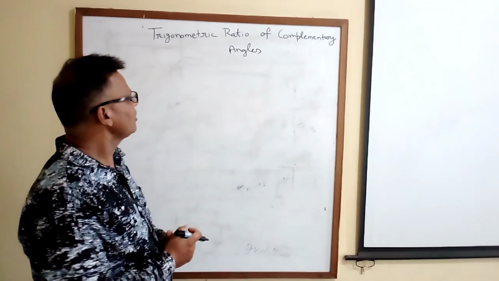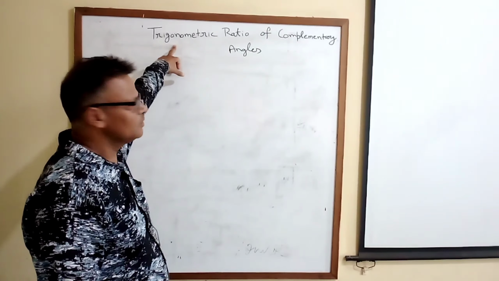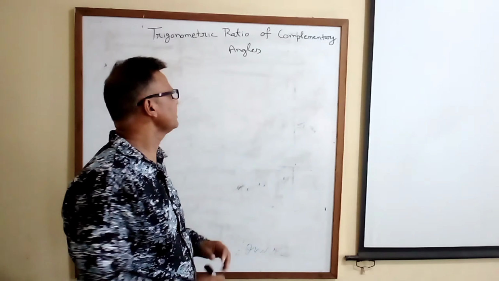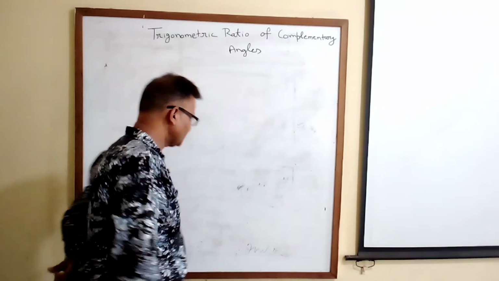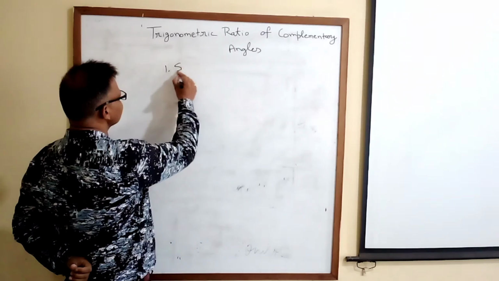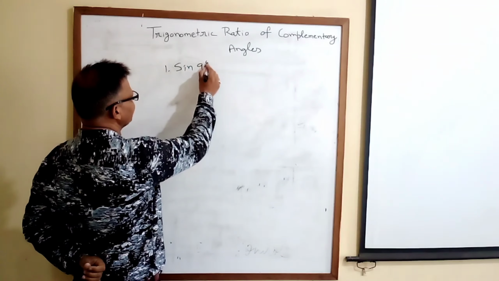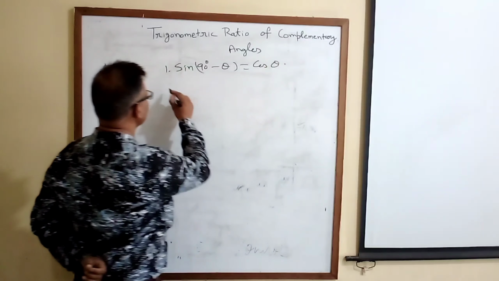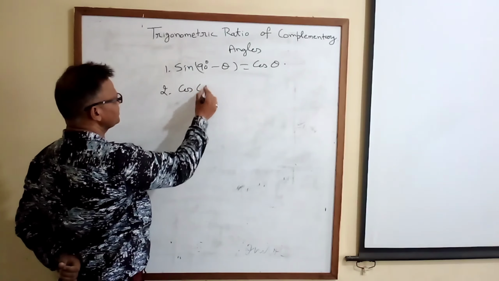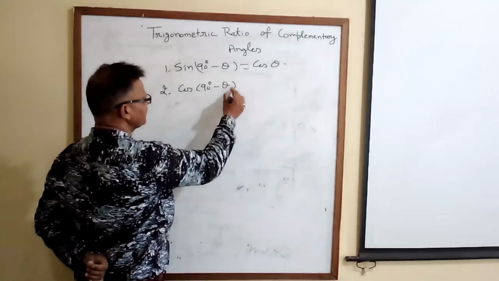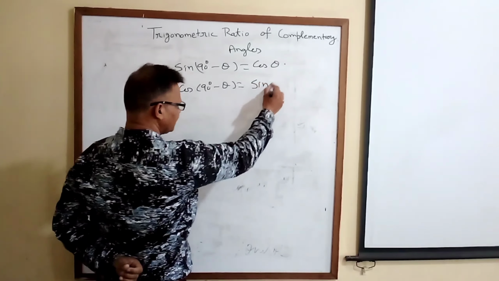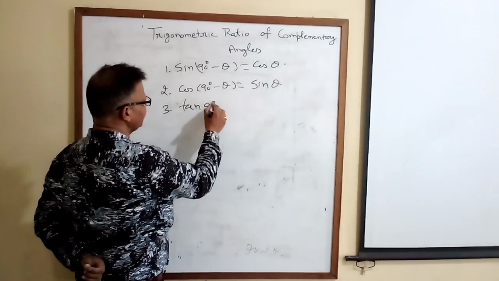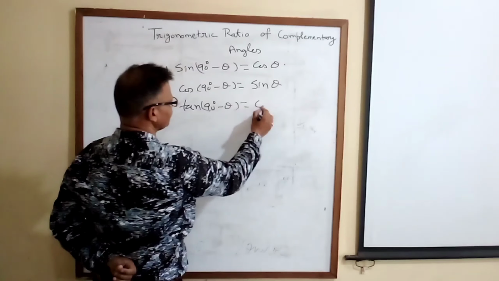We continue with our topic, trigonometric ratios. Next is the trigonometrical ratio of complementary angles. First one is sin 90 degree minus theta, that is cos theta. Number 2, cos 90 degree minus theta, that is sin theta. Next one, tan 90 degree minus theta, that is cot theta.